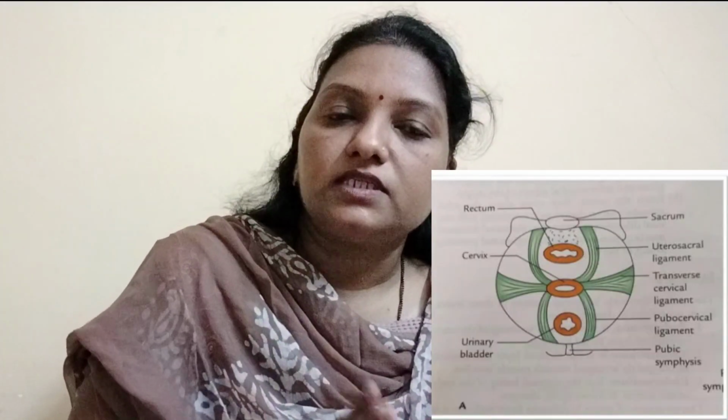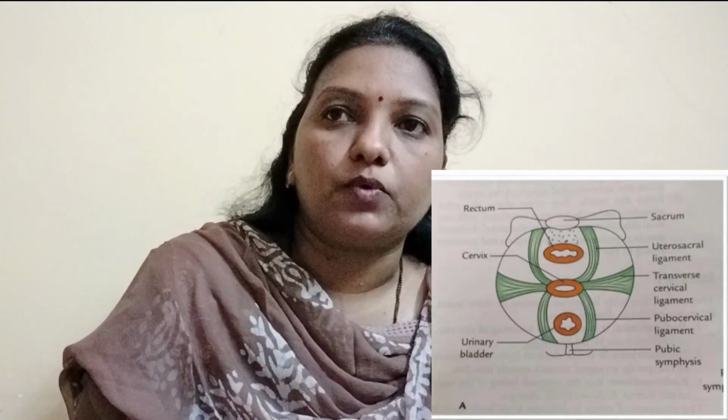Then about the secondary supports. Secondary supports consist of the peritoneal folds and the pericervical tissues. The peritoneal folds include the broad ligament, then the uterosacral ligament, and the recto-vaginal or the recto-uterine folds. The most important support is the ligamentary support, that is the fibromuscular support.